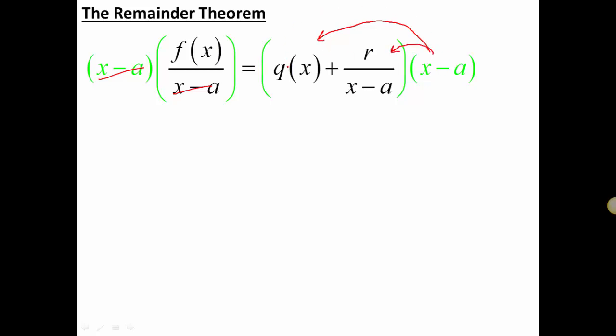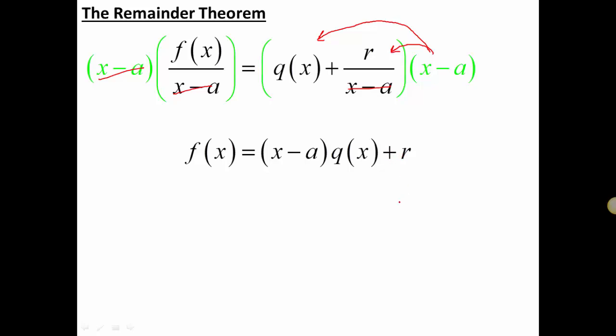When I multiply q of x times x minus a, it's just going to be q of x times x minus a. But when I multiply r over x minus a, the x minus a is going to cancel out. So I end up with this structure right here: f of x equals x minus a times q of x plus r. I do this so that I can do this next thing.